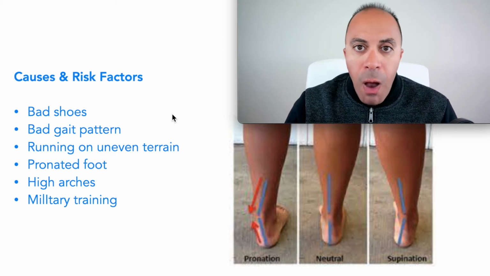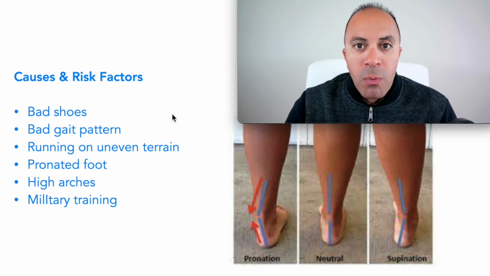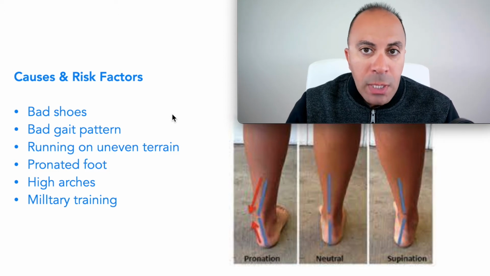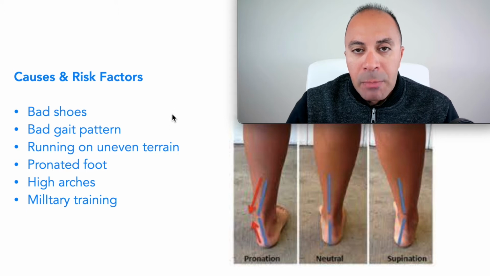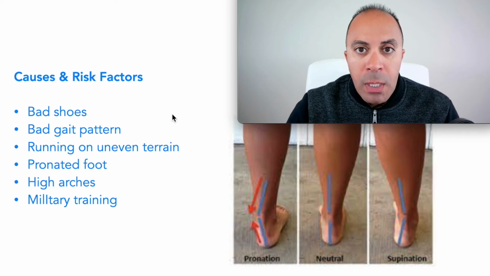So what are the causes and risk factors for shin splints? One of the common causes is wearing bad shoes. If you wear bad shoes like high heels or unsupportive shoes, that could increase your risk for having shin splints. The other factor is a bad gait pattern, which means you're not walking the proper way. And I have a video on how to walk properly on my YouTube channel.